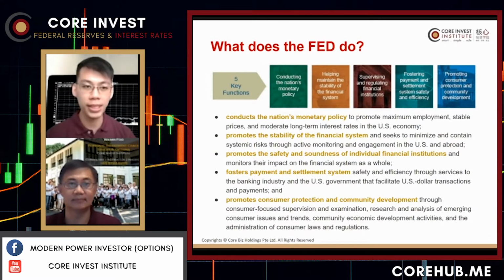The first one is that it conducts national monetary policy to promote maximum employment, stable prices, and moderate long-term interest rates. The second is to promote the stability of the financial system and to minimize and contain systemic risk through active monitoring and engagement in the US and abroad. The third is to promote the safety and soundness of individual financial institutions and monitor their impact on the financial system as a whole.